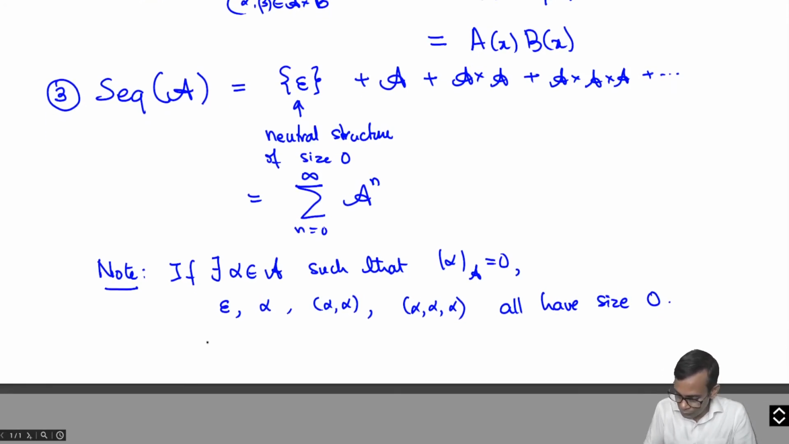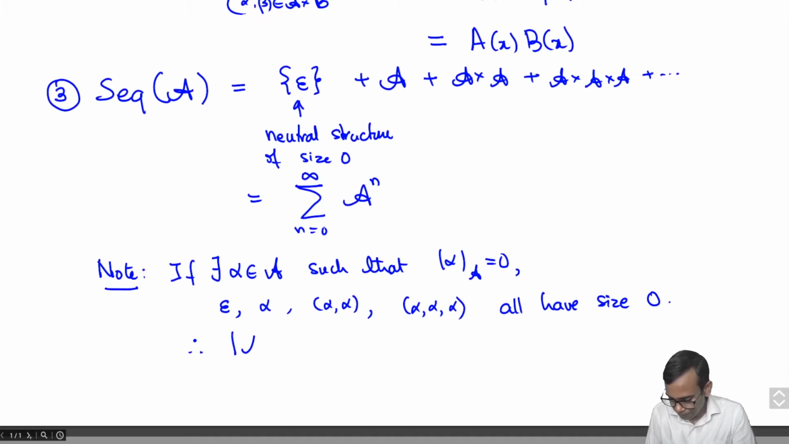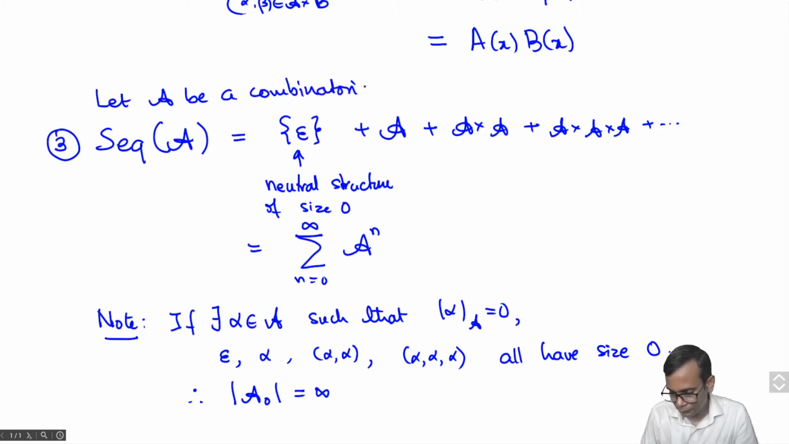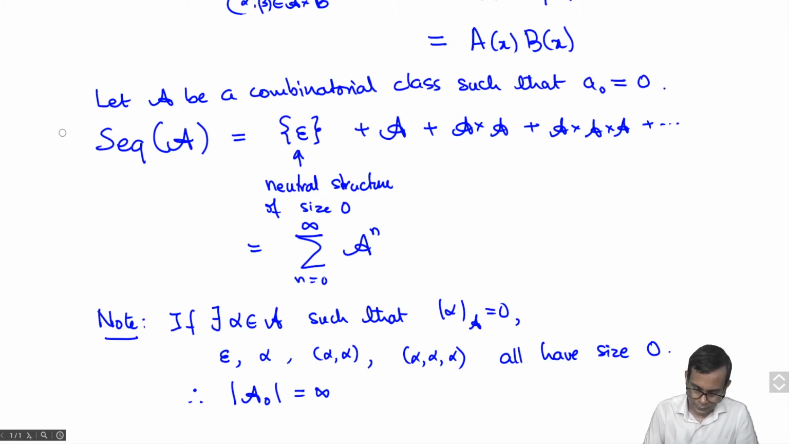And so this means that A0 is an infinite set, and so this is not a combinatorial class. So what we need is that, let's just add a condition here. Let A be a combinatorial class such that A0 is equal to 0. Okay, so this is the sequence construction.